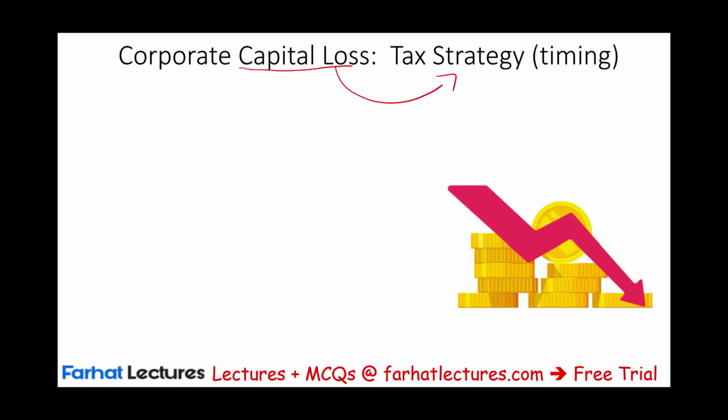What's the tax strategy? To reduce the taxable income, to reduce our tax liability, to reduce our tax bill. That's the strategy, tax strategy, obviously legal ways. Corporate capital losses tax strategy is considered a timing strategy. So we are using timing, when do we recognize the loss, and you're going to see what we mean when we go through this, because tax strategy could take the form of timing, could take the form of income shifting. Here it's timing.